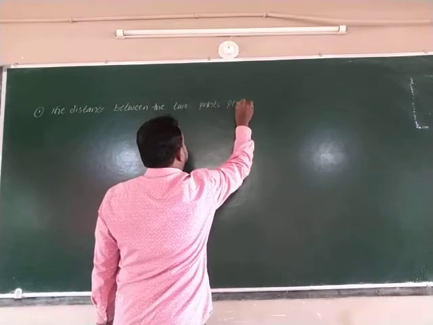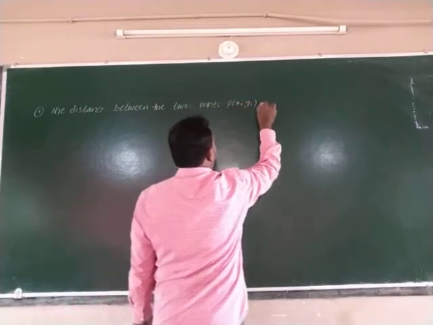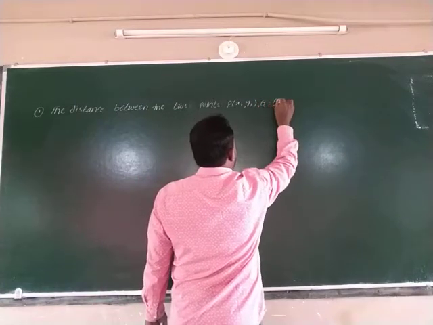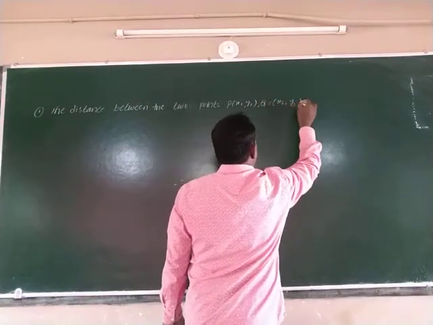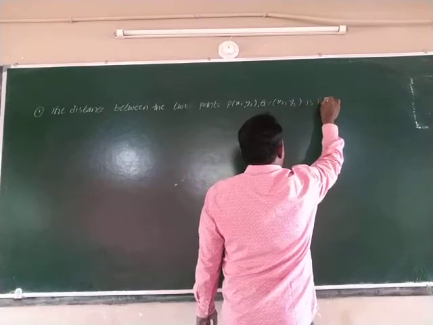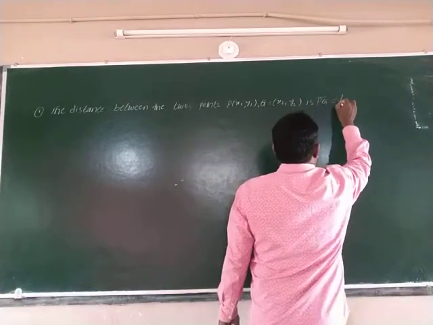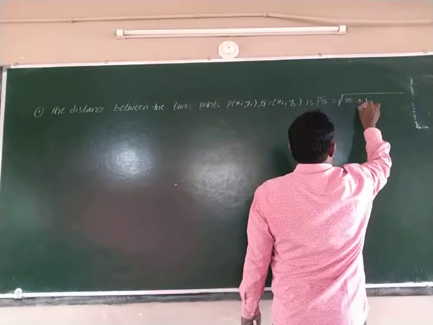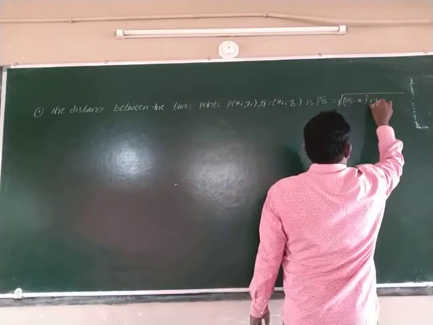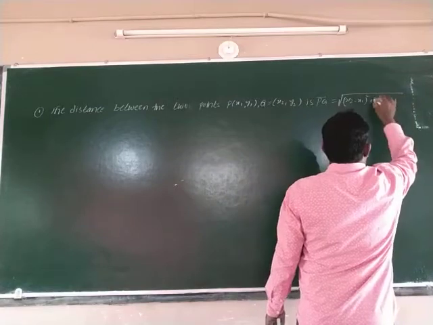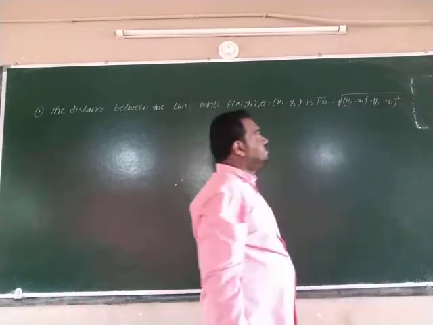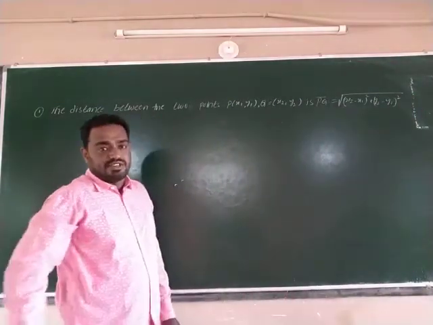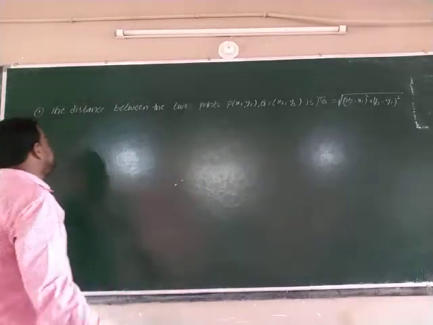P (x1, y1), Q (x2, y2). The length of the line segment PQ is the square root of (x2 minus x1) whole square plus (y2 minus y1) whole square. This is our first formula, the distance between the two points.